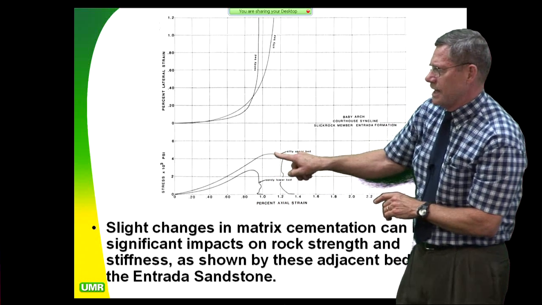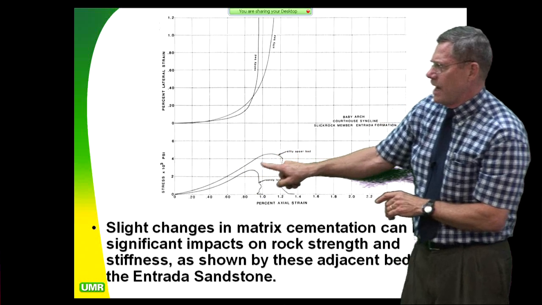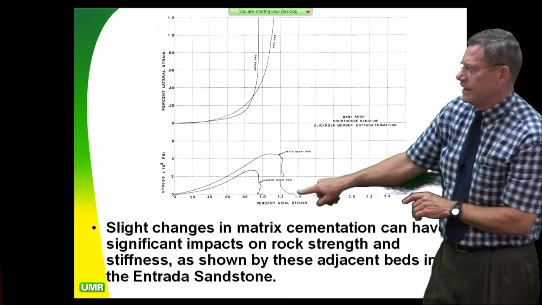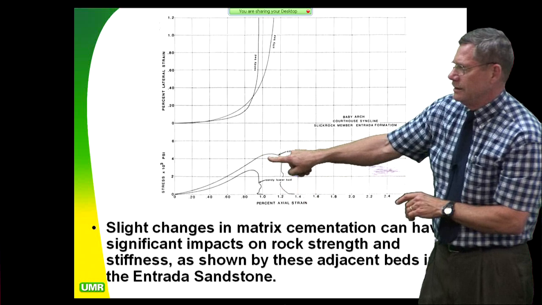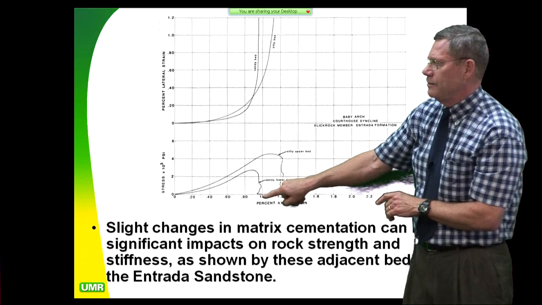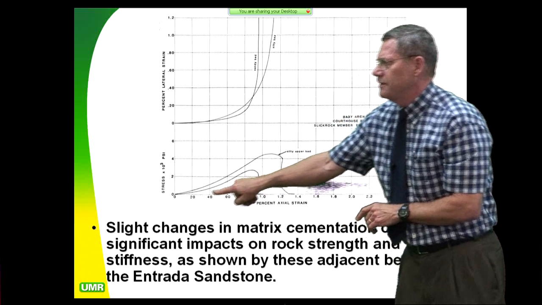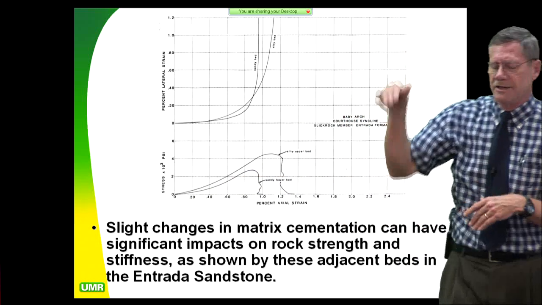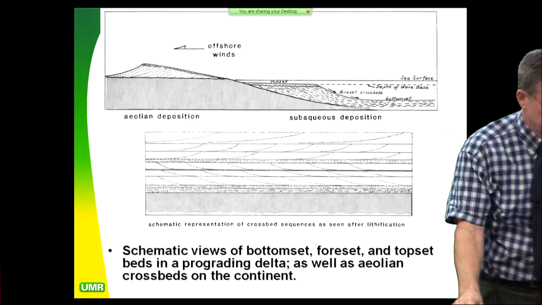So this is an Entrada sandstone, two faces. Now, this silty one is the one that gets natural rock arches in it. It's stronger, but it's more brittle. And the mushy stuff forms the roof on the arch, but not the arch itself.